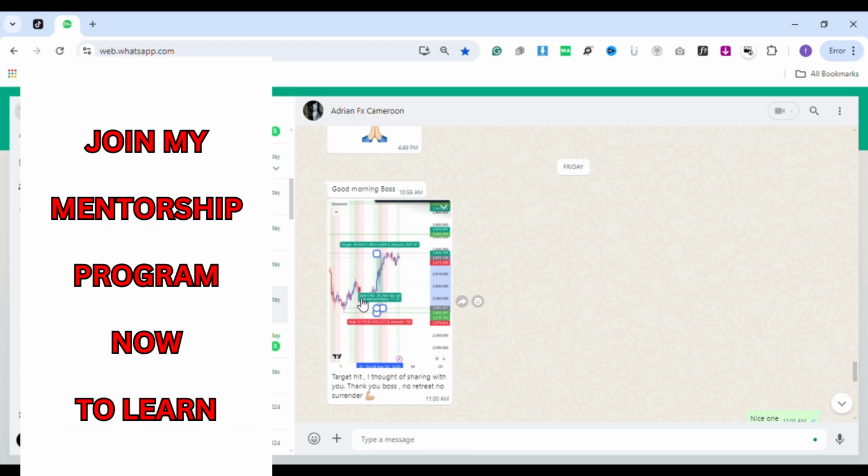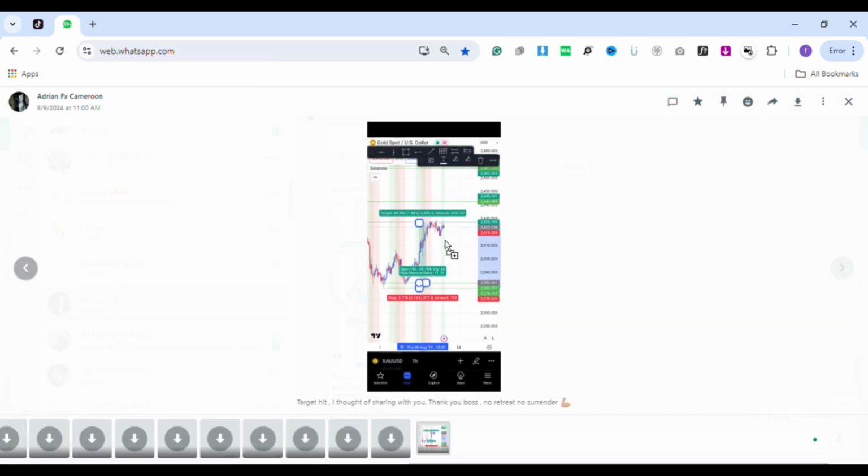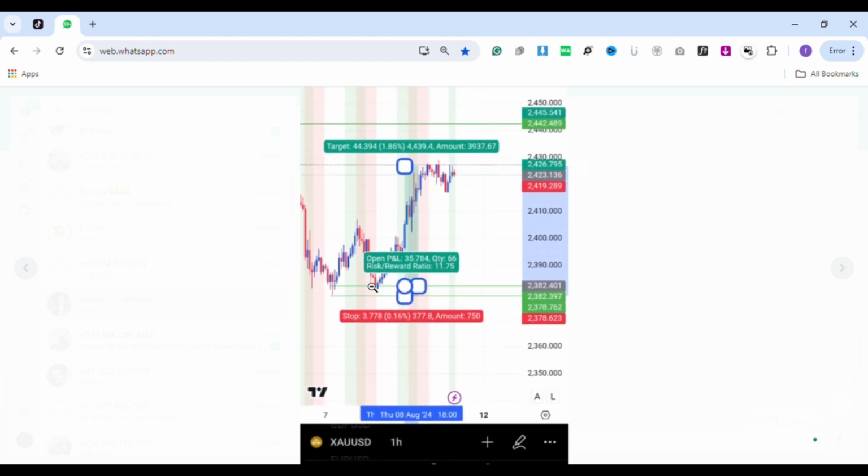So this is one of my students that entered into this particular trade. You can see he's from Cameroon. So he said, "Good morning, boss. I hit the target. I thought of sharing with you." So you can check the trade right here. Can you see the trade? Can you see where I enter from?